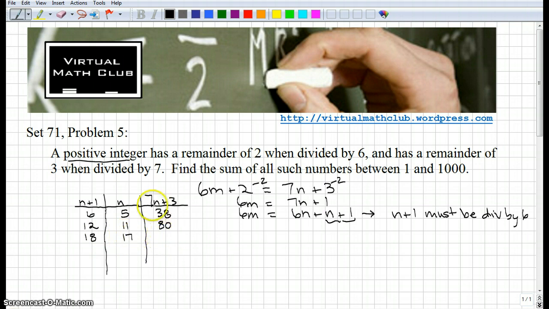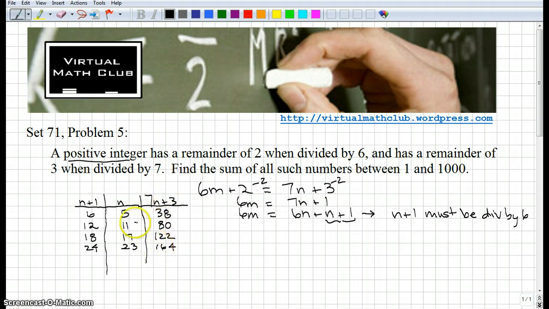And if we plug in 17 to 7n plus 3, we end up with 122. Let's go one more. Our next multiple of 6 is 24, and that gives us an n of 23. If we plug that into 7n plus 3, we get 164.